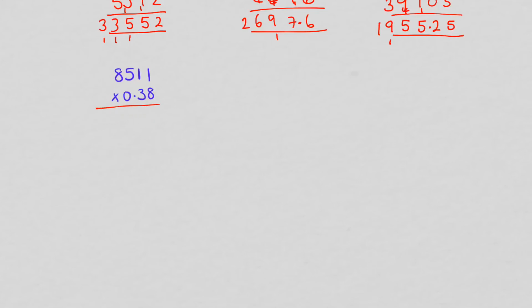So let's multiply 8,511 by 38, and then we'll deal with the decimal point. Okay, so we're focusing on the 3 just now. So before we put that in, put the 0. So 1 3 is 3, 1 3 is 3, 5 3s are 15, 8 3s are 24, add the 1, 25. So then ignore the 3, concentrate on the 8.